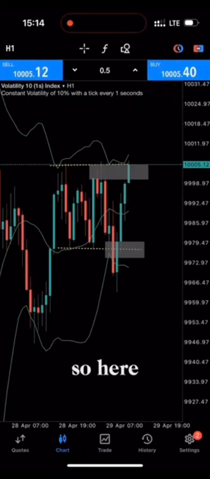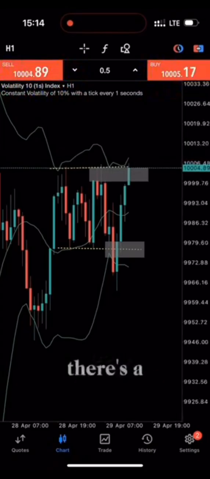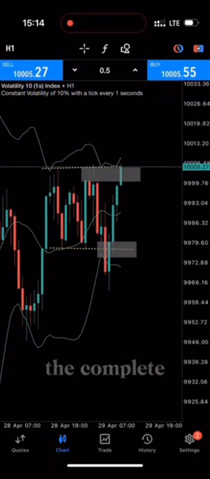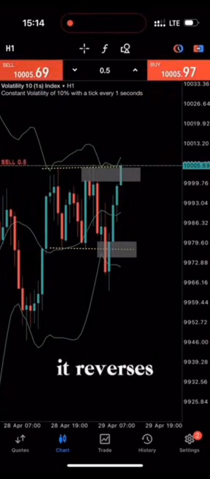So here we are going to sell. All right, like I've said, when there is a fake out, it goes the complete opposite direction to touch the trend line. After that it reverses, it goes down. So sell baba, let's go down, let's go, man.